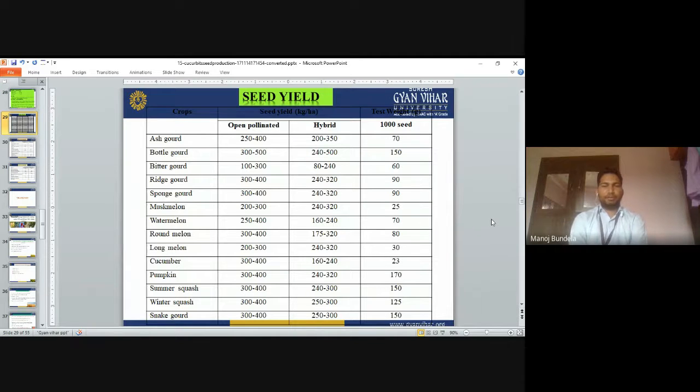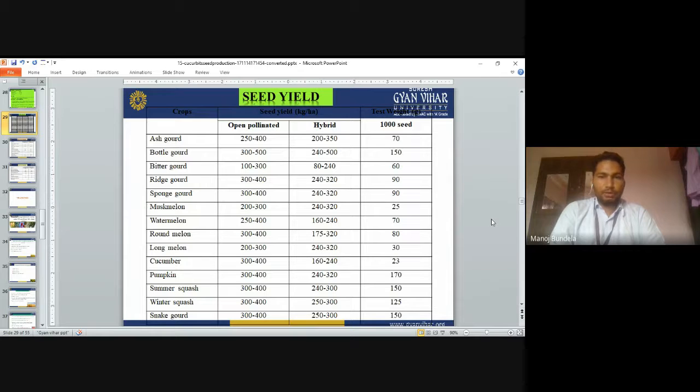Seed yield. These are the seed yields for the different crops and their test weight. Test weight means the weight of 1,000 seeds. First one is sponge gourd. For open pollinated crops, the seed yield is 250 to 400 kg per hectare. For hybrids, it is 200 to 350 kg per hectare. The test weight of 1,000 seeds is 70.